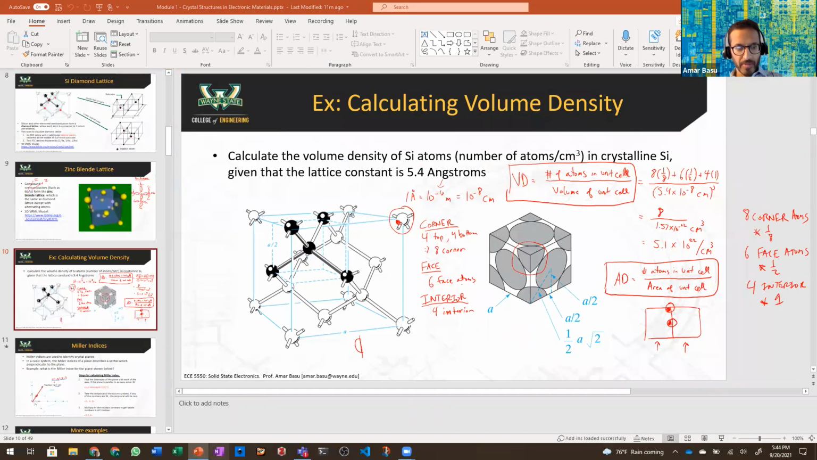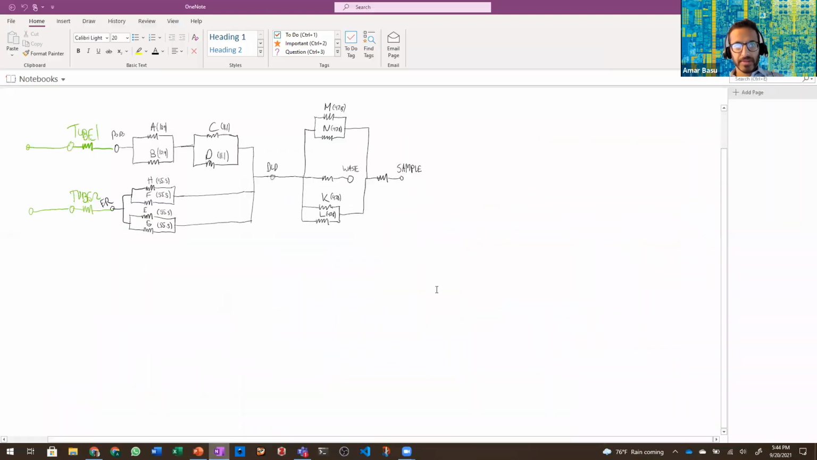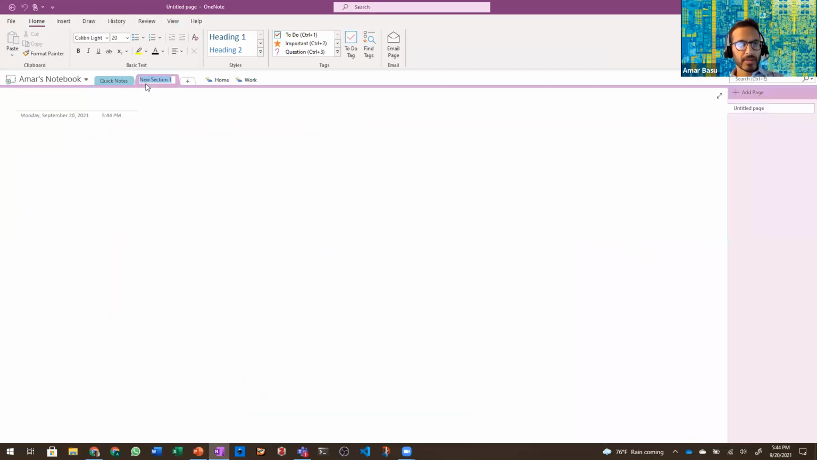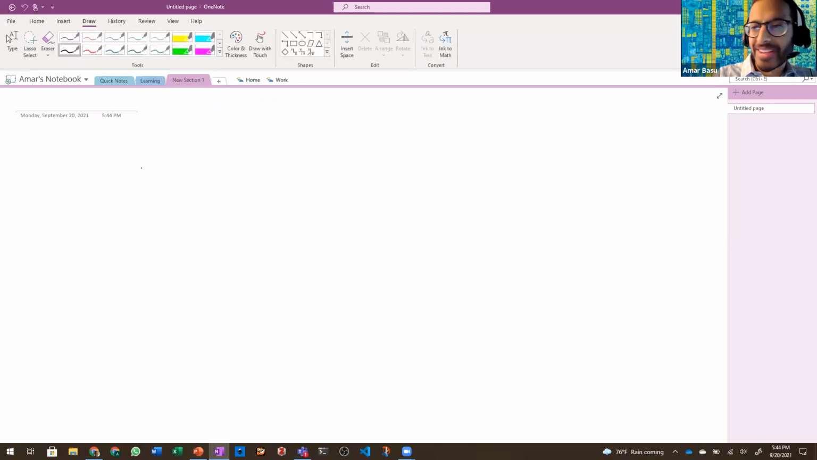Okay, and just to be a little bit more specific about this, I'm going to open up my OneNote here. All right. Okay, let me know if everyone can see my notes here. You can just put a thumbs up if you're able to see it. It should be blank, by the way.